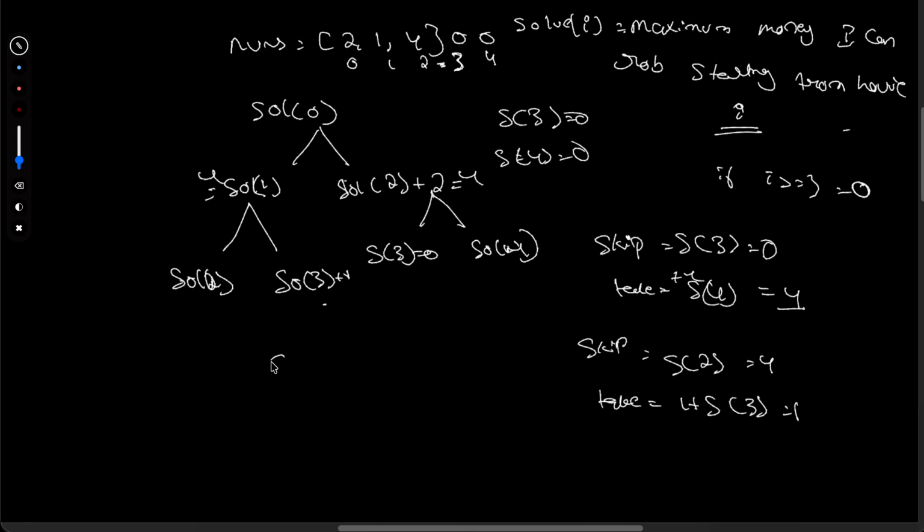So same, now we solve this. Solve of 0: skip, solve of 1 is 4, and if we take 2 plus solve of 2, which is 4, it's 6, so solve of 0 is 6. Okay, 6, let's write it down in green. See, the tree looks like this: solve of 0 is 6, solve of 1 is 4, and solve of 2 is 4.